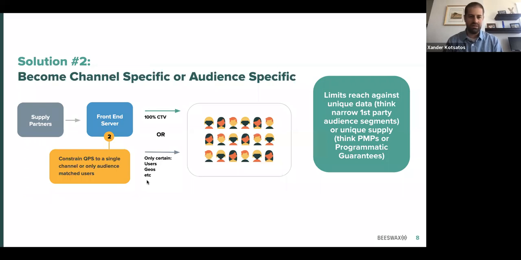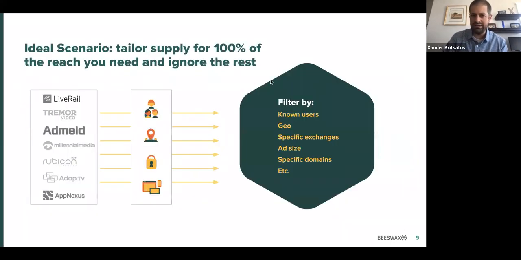And that's totally fine. You know, they might be able to get 100% of what they need, but in general, we kind of know all the limitations with that. And the limit is generally, you know, you have a bunch of different point solutions that are all doing specific things, and it's really difficult to aggregate everything you want to do. And so the ideal scenario is this, that you can tailor supply for 100% of the reach that you need and actually ignore the rest.